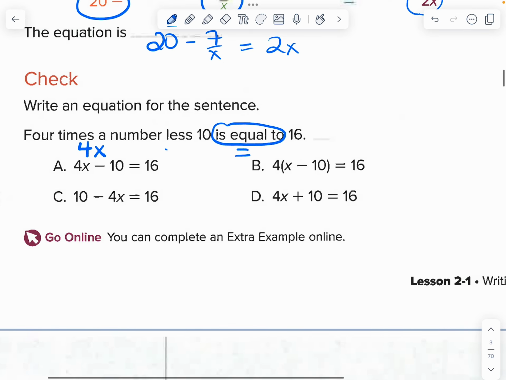Well, does it say how many chapters have been read? No. So let C equal the number of chapters not read.